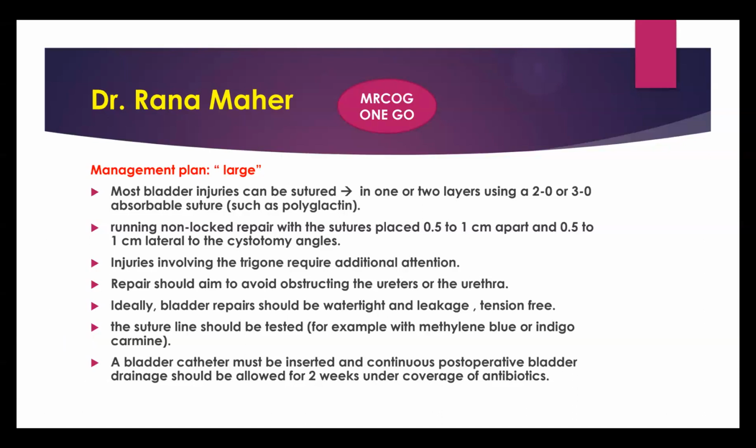Don't forget that we have 3 routes here: either vaginally, abdominally, or with laparoscopy. We can also use the fat pad or the omental pad in between the bladder and the vagina after the repair. So if it is done vaginally, we can take the fat pad from the labia, or intra-abdominally, we take part of the omentum and put it between the urinary bladder and the vagina.